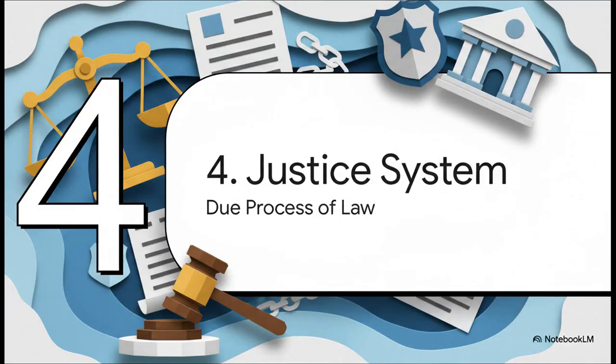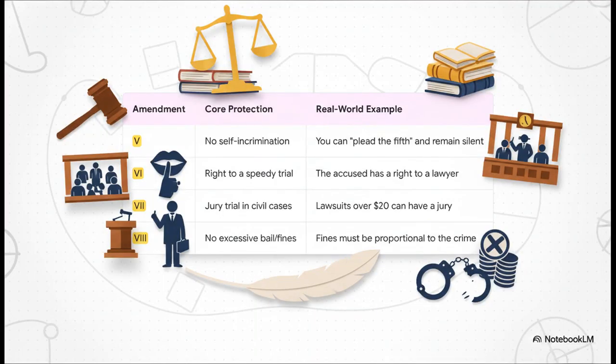Now, let's talk about what happens if you're ever accused of a crime. The next 4 amendments are absolutely critical. They're basically the official rulebook for the justice system, making sure everyone gets what's called due process of law. These are all about fairness.